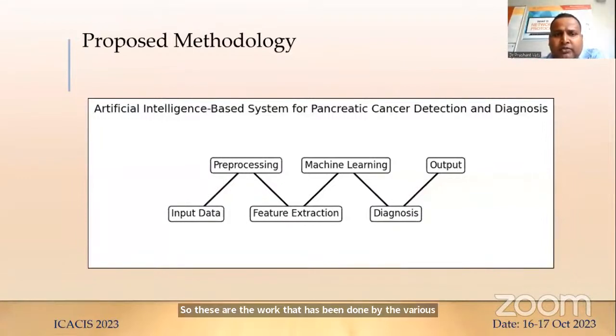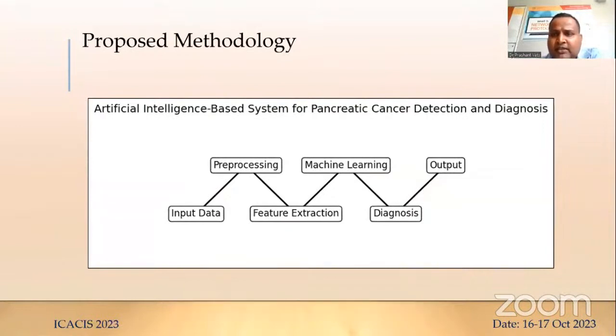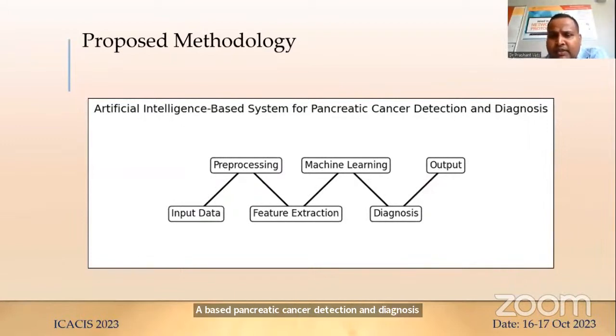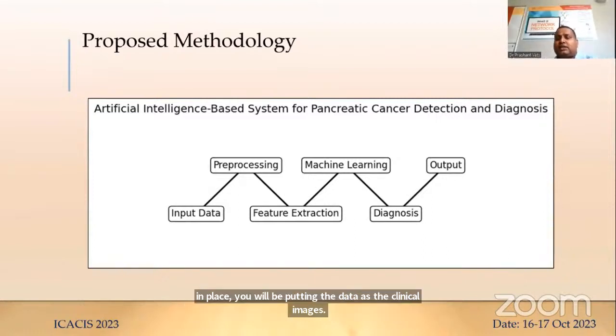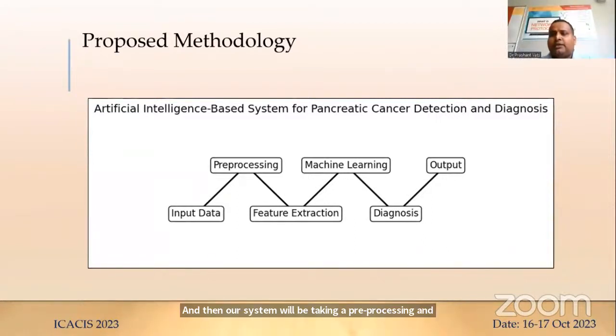So this is our proposed methodology, in which we have proposed an AI-based pancreatic cancer detection and diagnosis system, where we will be inputting the data as clinical images. Then our system will take pre-processing, and based on feature extraction and machine learning, we will be identifying the crucial areas that are meant for the diagnosis, and then we will be predicting the output.